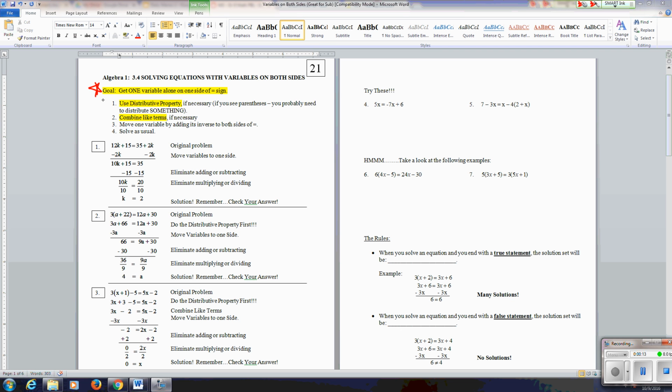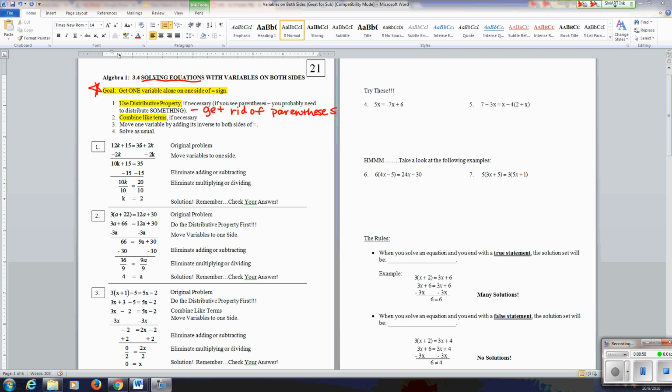Okay, remember our goal as we're solving equations. Our goal is to get one variable alone on one side of the equal sign. So hopefully you've watched the distributive property video, solving equations with parentheses. The first step you have to do is use the distributive property if necessary. So if you see parentheses, you probably need to distribute something. The key thing here is to get rid of parentheses.